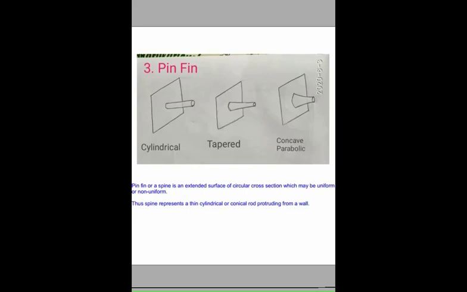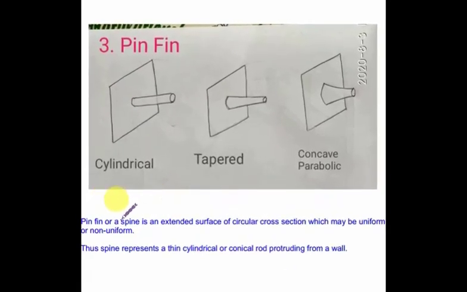Now the last type is nothing but pin fins. So here you can see what pin fins are. Pin fins are also called spines. So what are pin fins or spines? They are extended surfaces of circular cross section which may be uniform or non-uniform. This first one is a uniform one, and this one you can see is tapered and the concave one, they are not uniform. So pins or spines represent a cylindrical or conical rod protruding from a wall. You can see this is a plain small cylindrical rod that is protruding out from a wall. So this is also another type of fin.